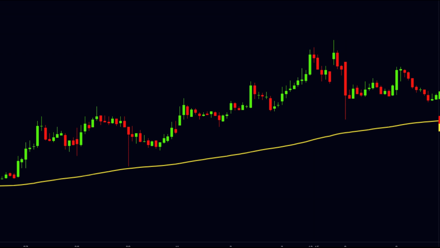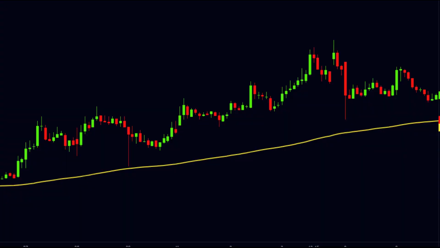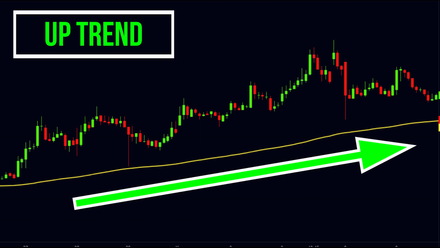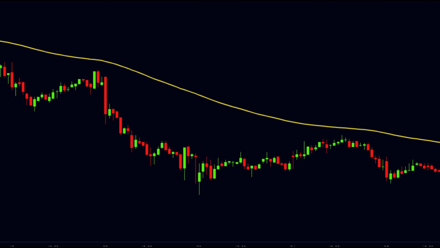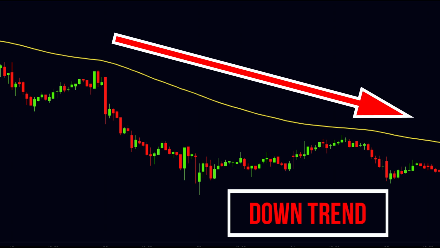Moving average can help us in two aspects. First, it specifies the trend of the market, and second, it makes it a simple way to implement a price action strategy. When the price of the stock is above the moving average, it is called an uptrend, and at that time the moving average is sloped in the upward direction. In the same way, when the price is below the moving average, it is called a downtrend, and at that time the moving average is sloped in the downward direction.